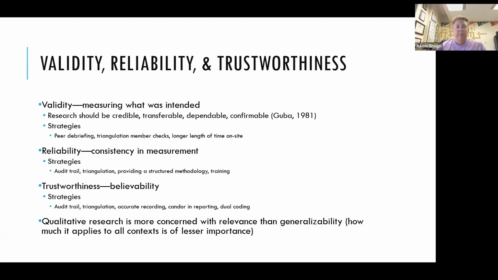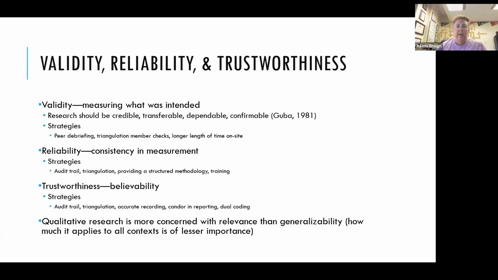Some strategies that we use: peer debriefing. That means that I'm talking to somebody else about what I'm seeing, to see if they're seeing the same kinds of things, or if what I'm seeing makes sense, or if there are other questions that need to be answered. Talking to somebody who knows a little something.